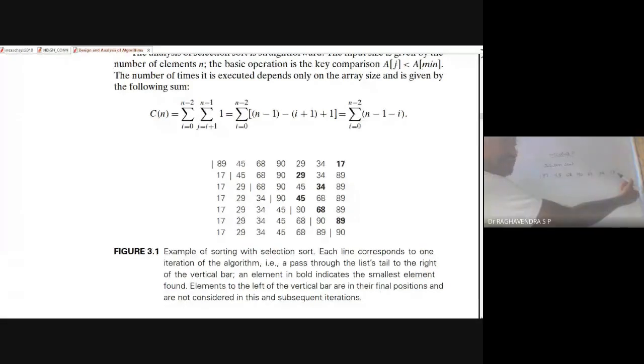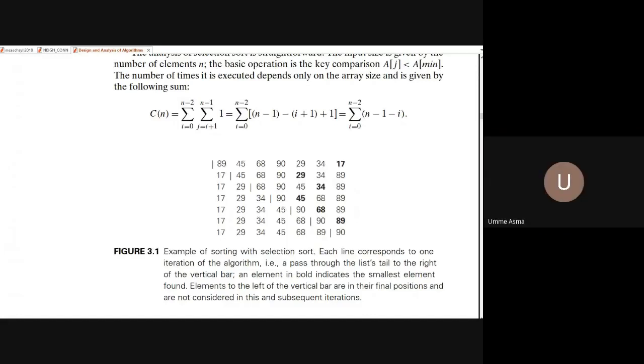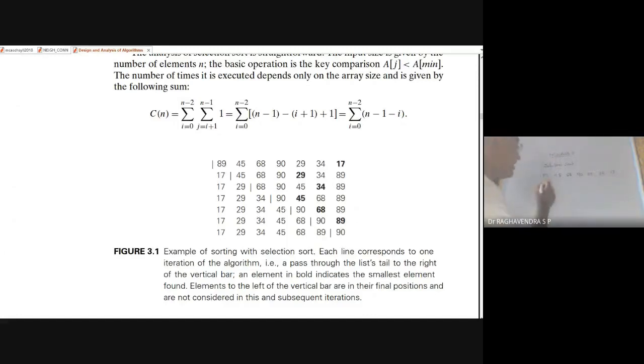What is the smallest element? 17. 17, very good. 17 is the smallest element. First you take 17 to one end. Now you move this bar here. Then that is 45, 68, 90, 29, 34, then 89.